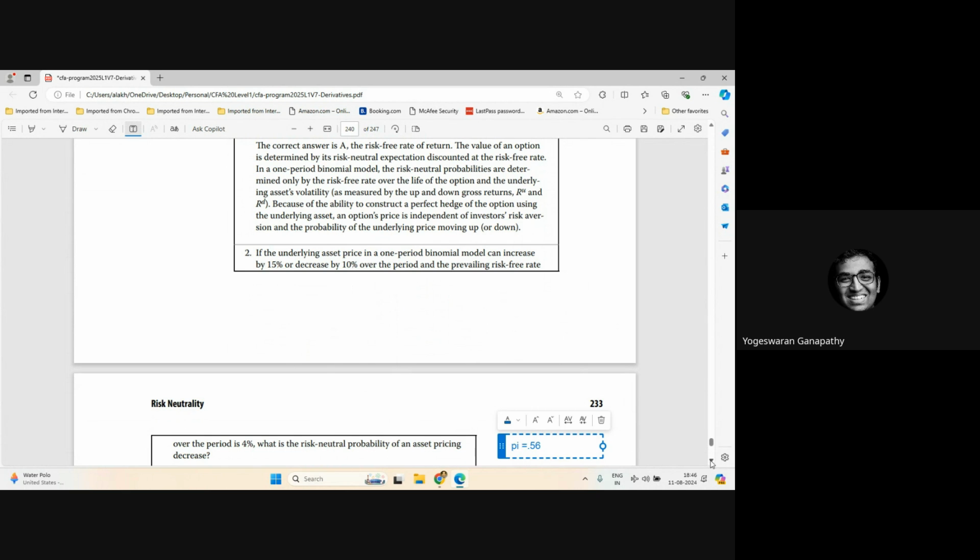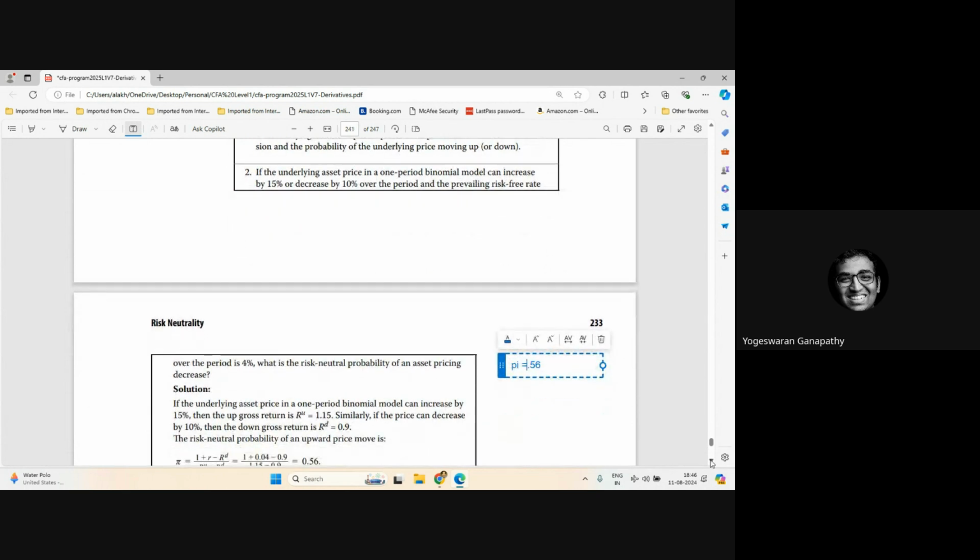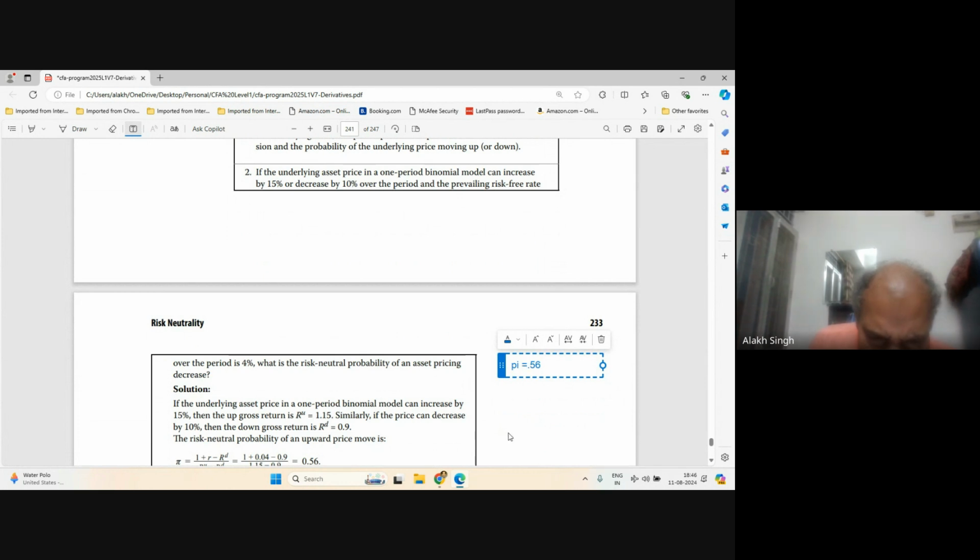Sir, then I think they are asking 1 minus pi. 1 minus pi, the decrease. Yes, what is the risk-neutral probability of an asset price decrease? So 1 minus pi. Whatever they ask, they will give you the option. 1 minus pi is equal to 0.44.